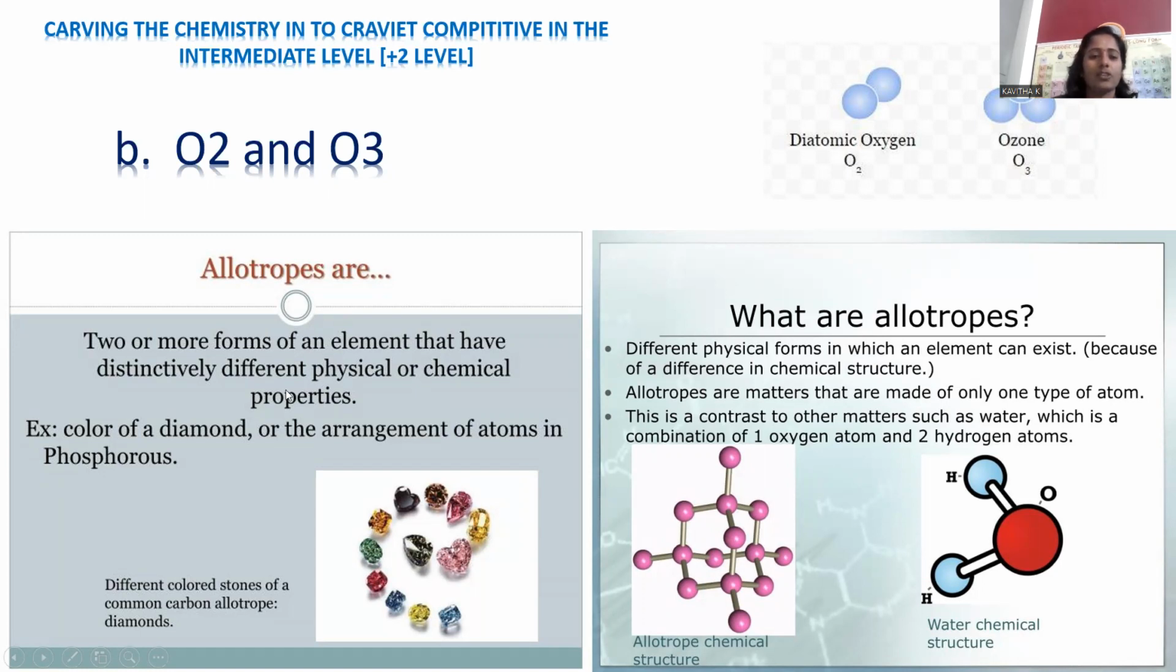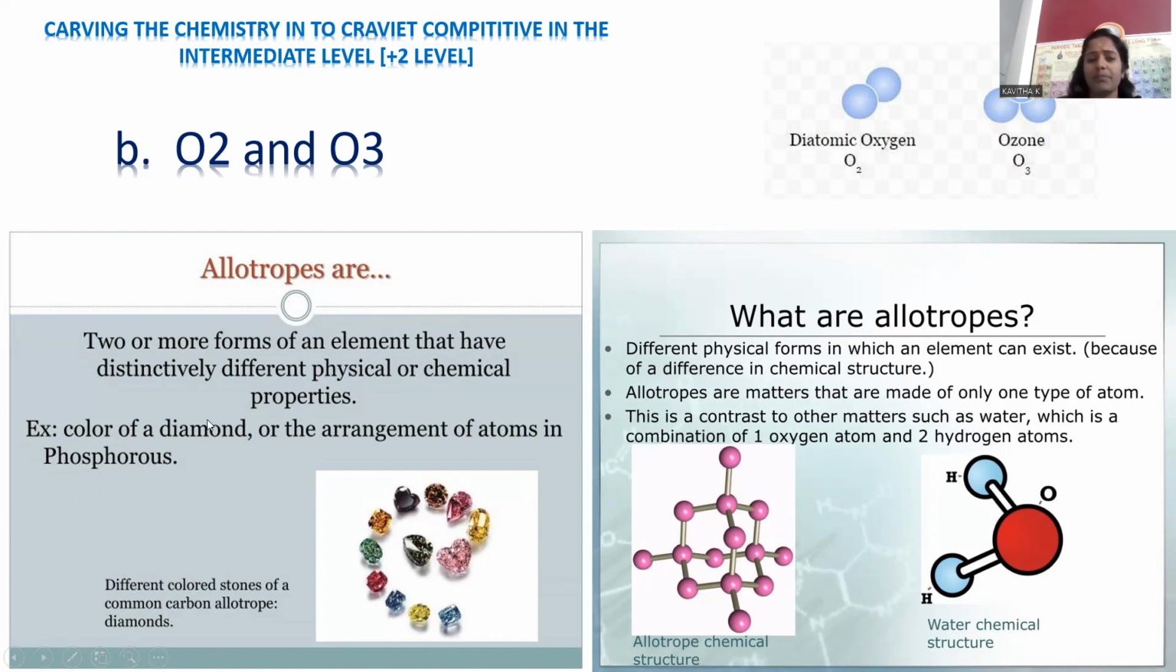So if you go with allotropes, what will be the definition? Two or more forms of the element that have distinctively different physical and chemical properties. Though both the molecules are made up of oxygen itself, here the oxygen arrangement is different. O2 is diatomic, O3 is the triatomic molecule and the arrangement is entirely different. So they differ in their physical as well as chemical properties, but are made up of the same kind of element. Those are called allotropic forms.